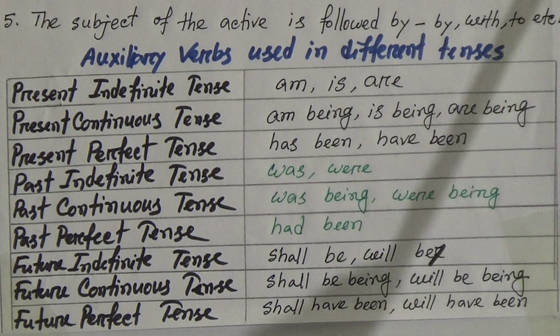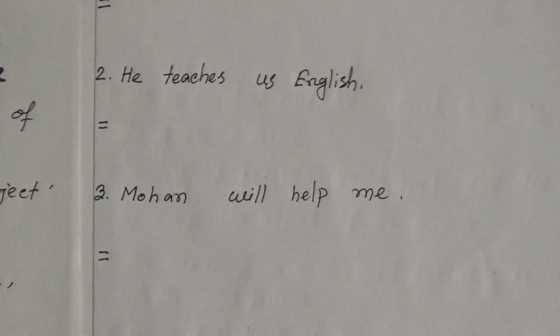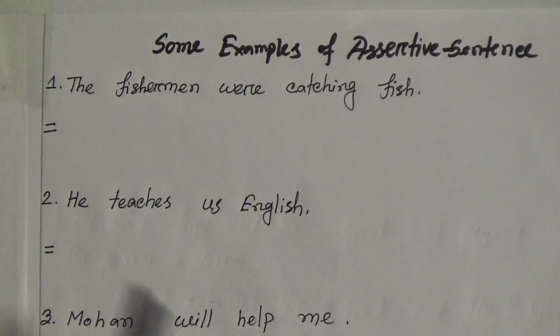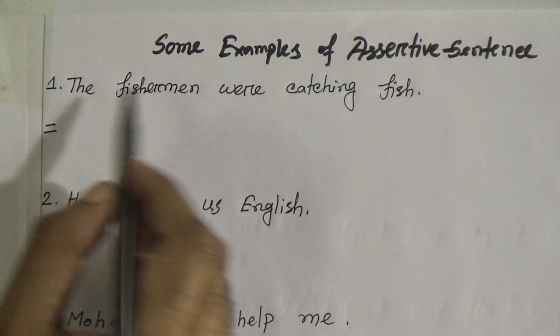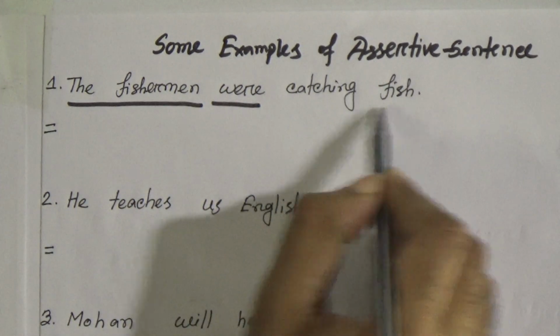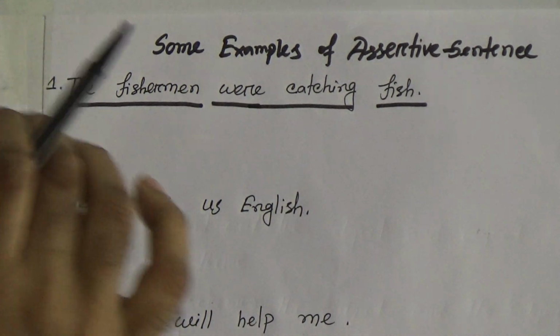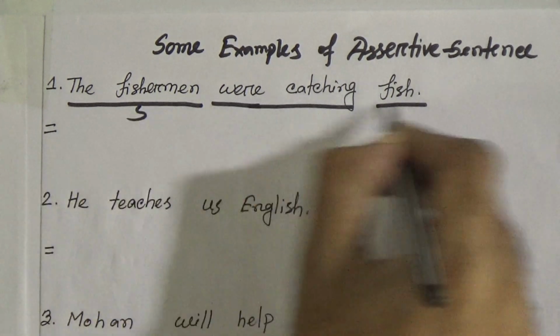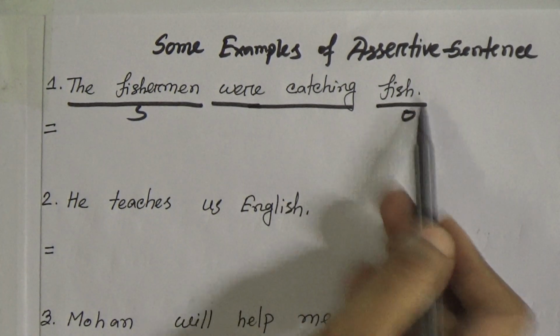Now if we solve some examples, then it will be clear. Today we will discuss assertive and imperative sentences. At first we will solve some assertive sentences and convert them into passive voice. The first sentence, the fishermen were catching fish. Here the subject is the fishermen, this is the verb, and fish is the object of the sentence. So at first we have to find out the subject and object. This is the subject and this is the object. Now we will convert the subject into object and object into subject.